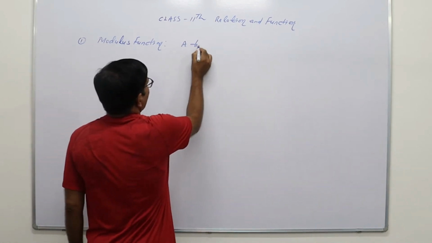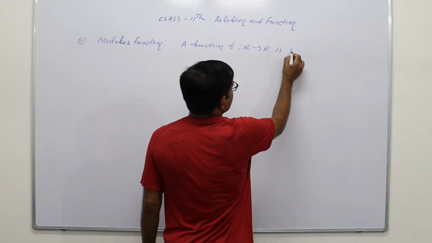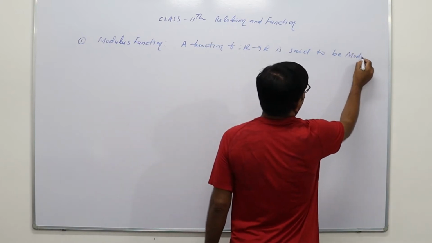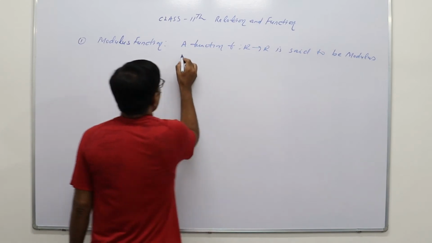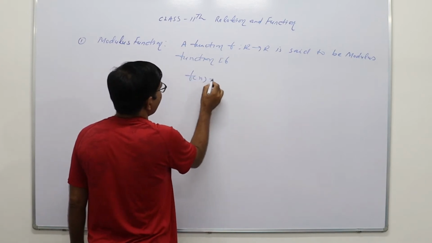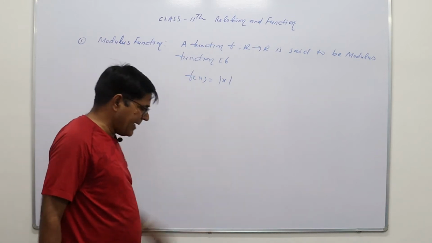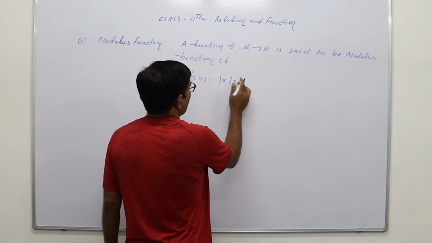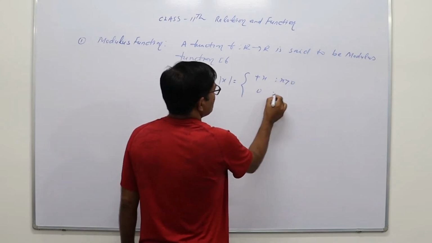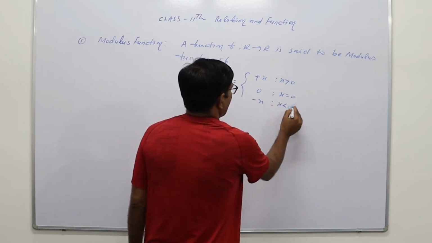A function f from R to R is said to be a modulus function if f of x is defined as mod of x, or it is also read out as absolute x, and mod of x is equal to x if x is greater than 0, 0 if x is equal to 0, and minus x if x is less than 0.